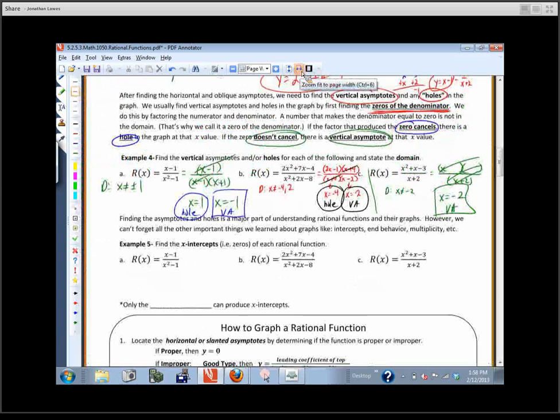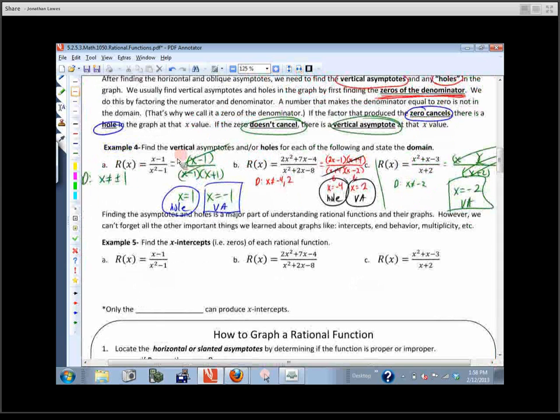Okay? Now remember what the instructions were. The instructions were find the vertical asymptotes and or the holes for each one of these and state the domain. So it's kind of a process we do all together. We say, hey, wait a minute, you can't use a 1 or a negative 1. So there's our domain. We throw those out. And then we figure out which one cancels. If it cancels, it's a hole. If it sticks around, then it's a vertical asymptote.